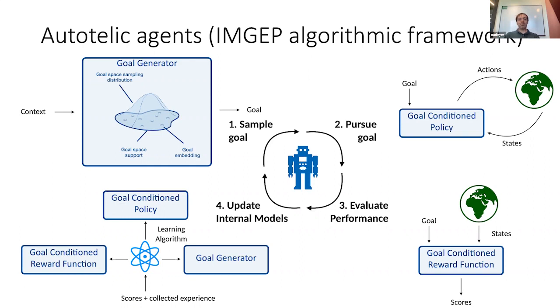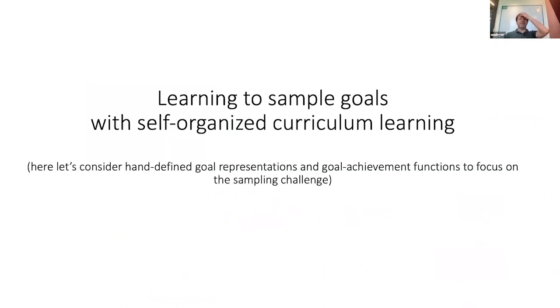Okay, so now let me illustrate in more detail some aspects of these mechanisms. The first aspect I'd like to illustrate is the goal sampling mechanisms and how they can enable to self-organize the learning curriculum. So in this first part, I'll first assume that there is some kind of already existing goal space representation, typically hand-defined by the experimenter in that case. Later on, we'll see how it could be learned. And I also assume that the goal achievement function is known to the agent. So it's just the problem of how to sample the goals and how to order them.